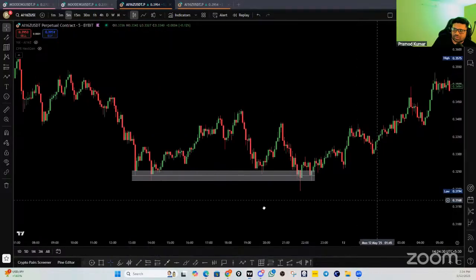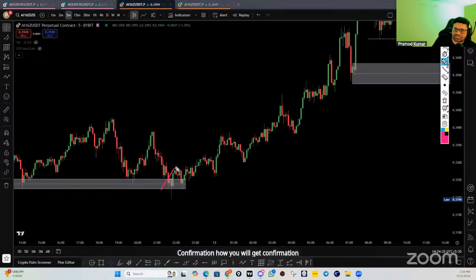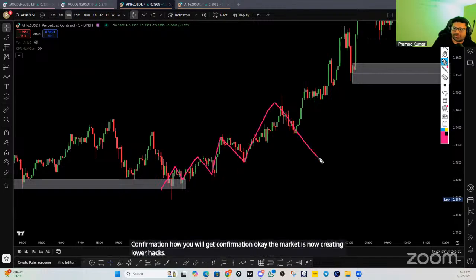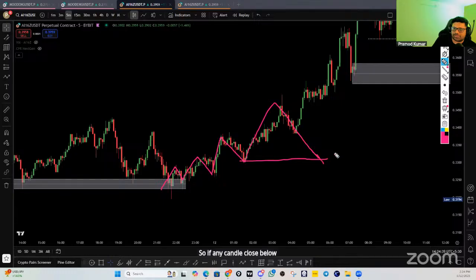Confirmation, how will you get confirmation? Okay, the market is now creating lower highs. So if any candle closes below this low, done, sir. Once again, the market will start moving down.